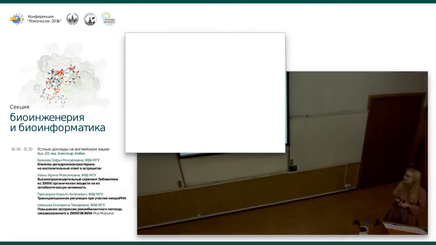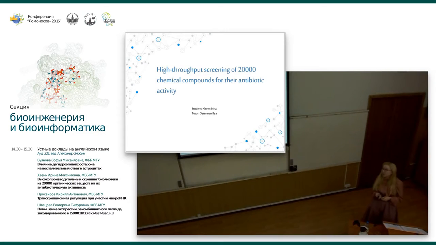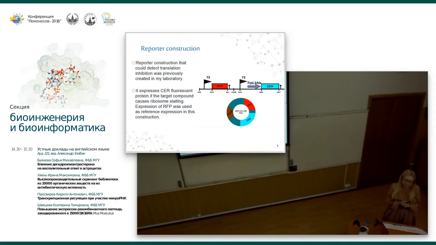Hello, dear colleagues and friends. I'm honored to present you my coursework called High Throughput Screening of 20,000 Chemical Compounds for their Antibiotic Activity. The problem of finding new antibiotics is very urgent now. Bacterial populations could easily acquire antibiotic resistance, so mankind always needs new antibiotics. This year we've been analyzing a library of 20,000 chemical compounds by a system that could not only detect the antibiotic ability of the compound, but also tell us something about its mechanism of action.